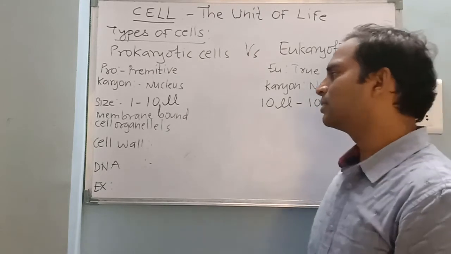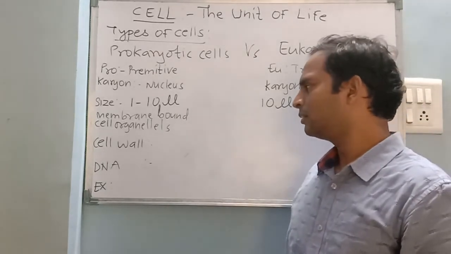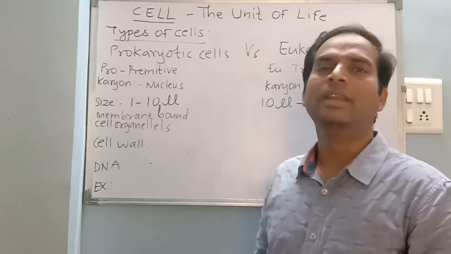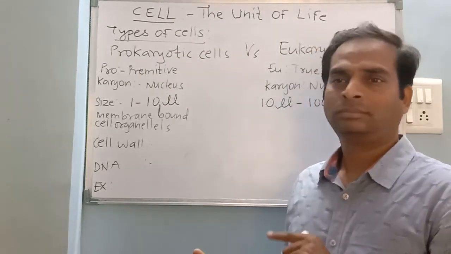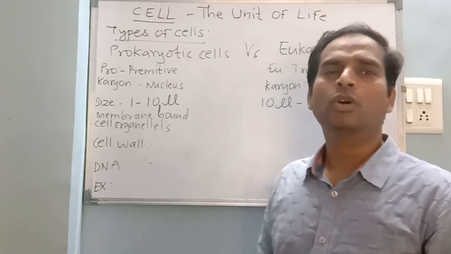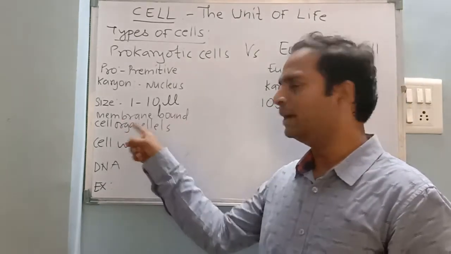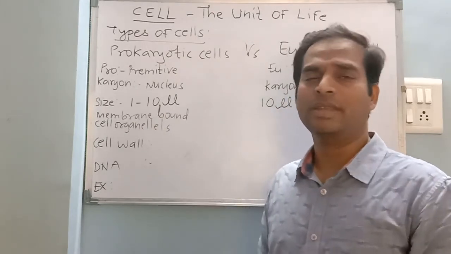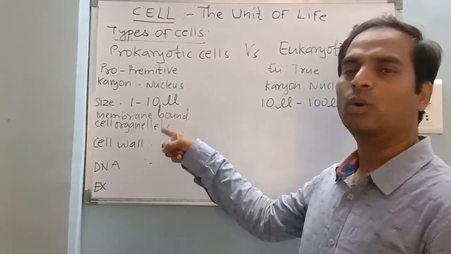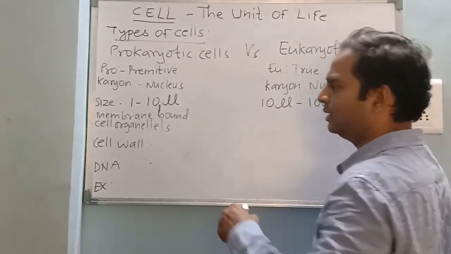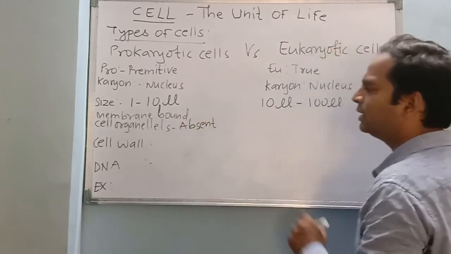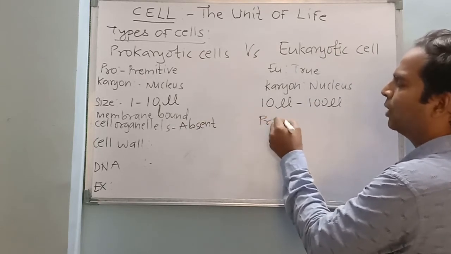Another difference here is membrane bound cell organelles. Now what do you mean by membrane bound cell organelles? You must have heard of some cell organelles or parts of cells like mitochondria, Golgi bodies, endoplasmic reticulum, lysosomes. Those are the cell organelles which have a membrane around them. Those cell organelles are called membrane bound cell organelles. There may be one membrane, there may be two membranes, but such cell organelles are found only in eukaryotic cells and not found in prokaryotic cells. So here we will say membrane bound cell organelles are absent, and membrane bound cell organelles are present.